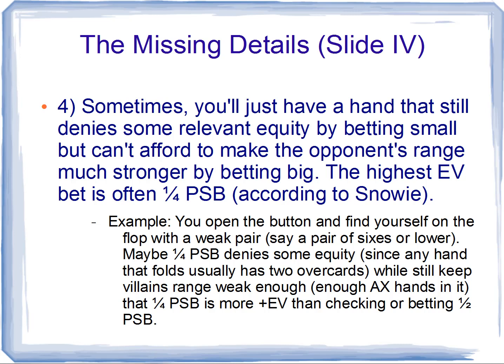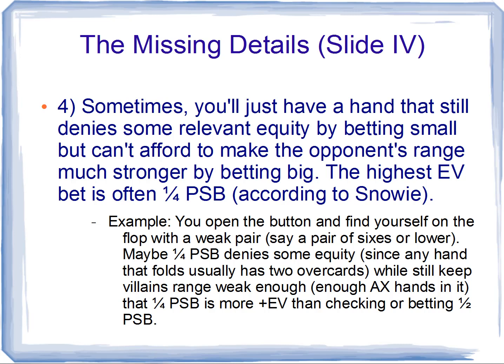hand that folds is almost always going to have 2 overcards, while it still keeps the opponent's range weak enough that he's going to have to call with some ace-x hands, and we might actually get to showdown against those hands, and then we'll win with the pocket 3s. So a quarter pot size bet could be more plus EV than checking or betting a half pot size bet in a situation like that. So again, just focus on the concepts here.